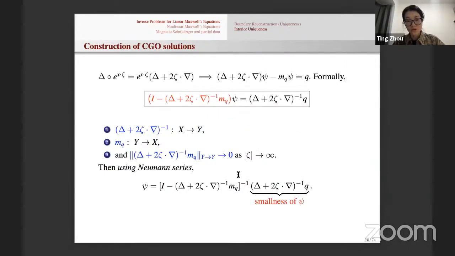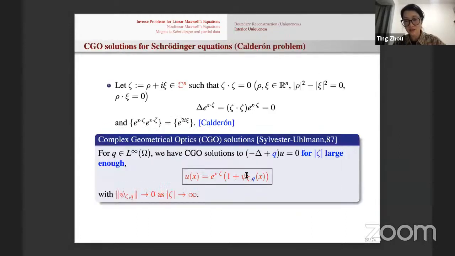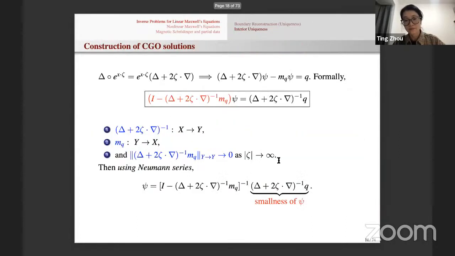Here I want to also give a slide summarizing the construction of the CGO solution, more precisely the proof of constructing this tail by using functional analysis steps. Then we'll show later how this could be relaxed a little bit to incorporate less smooth parameters, right?